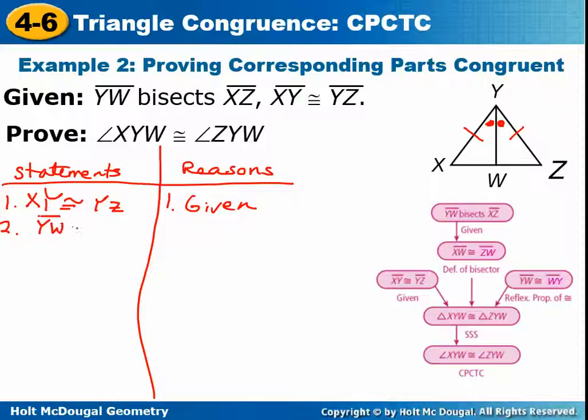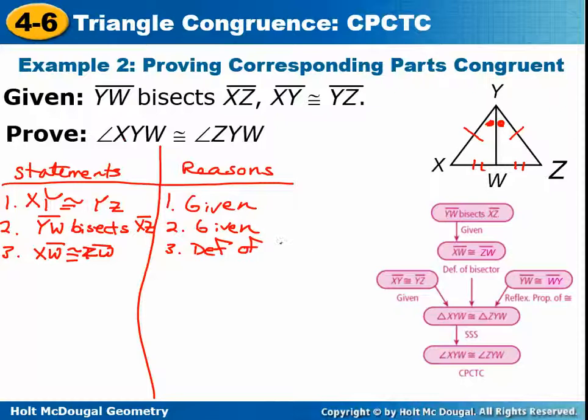Now, what does it mean if a segment has been bisected? It means that that segment XZ got cut into two congruent pieces. So from step 2, what follows is that XW is congruent to, I'll go ZW. And that's the definition of bisects.